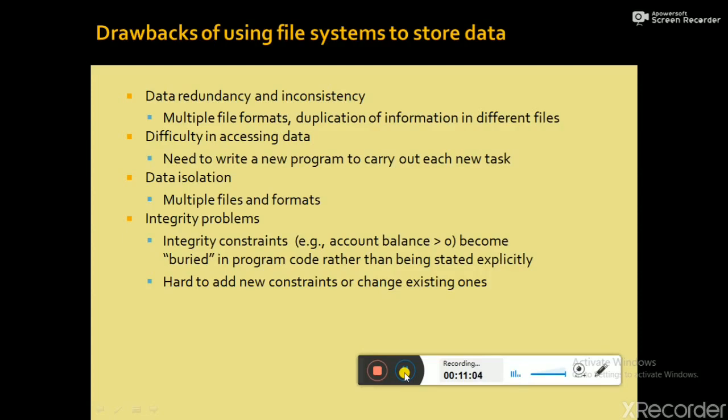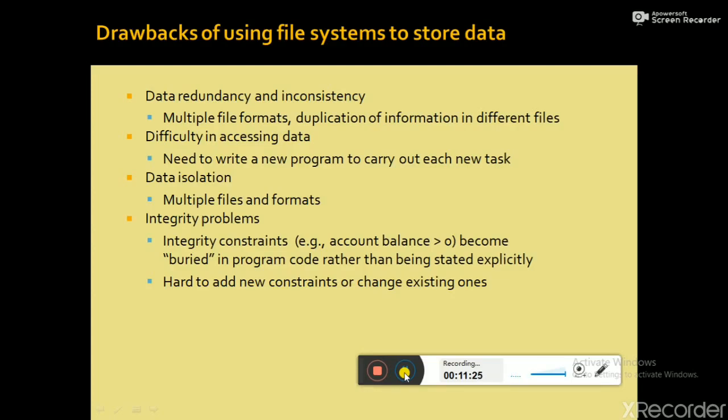And then the next drawback is the integrity problem. Integrity problem means the data, the information that must be stored in a database, should satisfy certain types of consistency constraints. Consistency constraints, you can think of as a kind of condition.